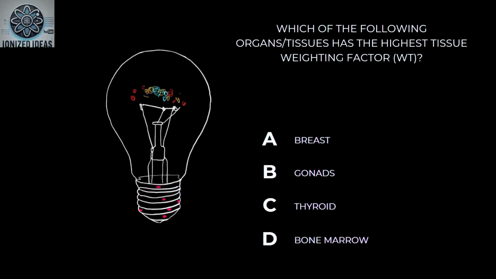Which of the following organs or tissues has the highest tissue weighting factor, WT? A. Breast. B. Gonads. C. Thyroid. D. Bone marrow.